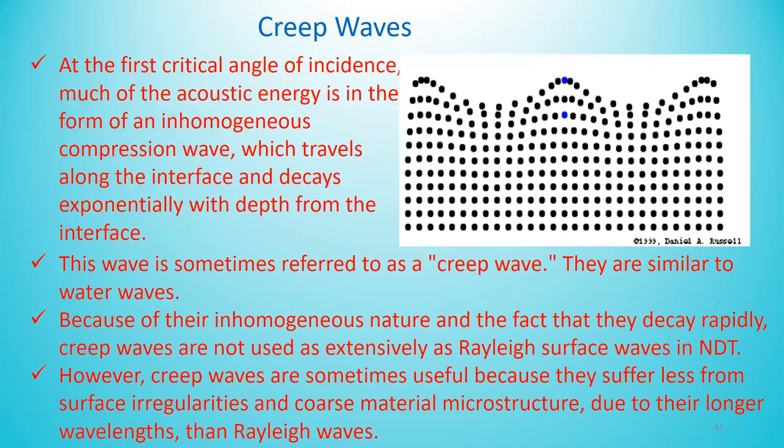At the first critical angle of incidence, much of the acoustic energy is in the form of an inhomogeneous compression wave. This travels along the interface and decays exponentially with depth from this interface. This wave is sometimes referred to as a creep wave. They are similar to water waves. Because of their inhomogeneous nature and the fact that they can decay rapidly, creep waves are not used as extensively as Rayleigh surface waves in NDT. However, creep waves are sometimes useful because they suffer less from surface irregularities and coarse material microstructure due to their longer wavelengths than Rayleigh waves.